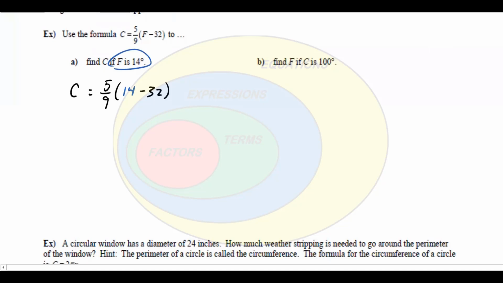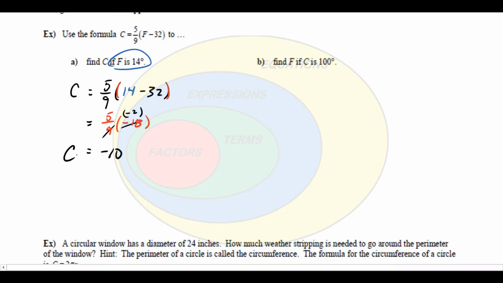And now, in this case, this formula is solved for C, so I can just calculate the value. So the parentheses is a factor. This is one term. I have 5/9. And then 14 and negative 32 is a negative 18. When I multiply this, the 9 can cancel with the negative 18, leaving negative 2. So 5 times negative 2 is negative 10, or C equals negative 10.